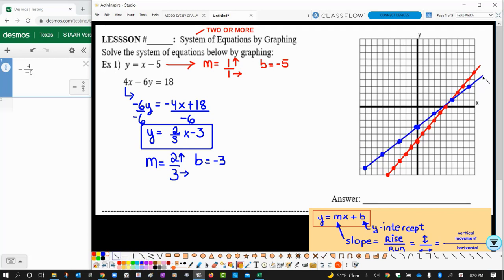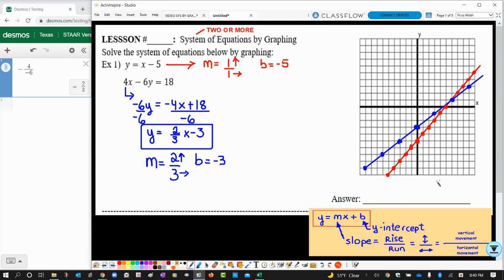The two lines cross right there at that point. And that's exactly what we're looking for on solving a system of equations. We're looking for where the two lines cross. So right there, we see that the lines cross at this particular point. So we know that the answer is going to be that point of intersection.